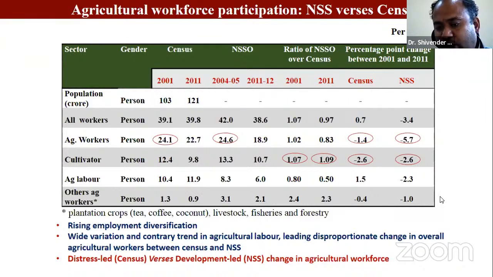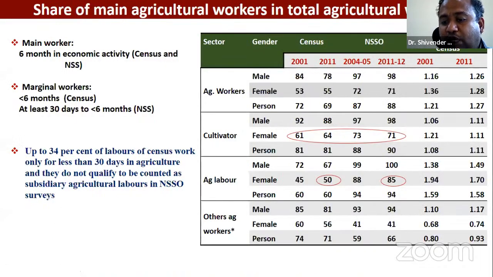Which one is correct? We do not know. That's why many people have started criticizing the quality of the data, particularly NSS or even census. Which one is correct? We do not have any idea. Sometimes the definition of those indicators may also produce a contrary trend. So we should be careful about what definition is there.